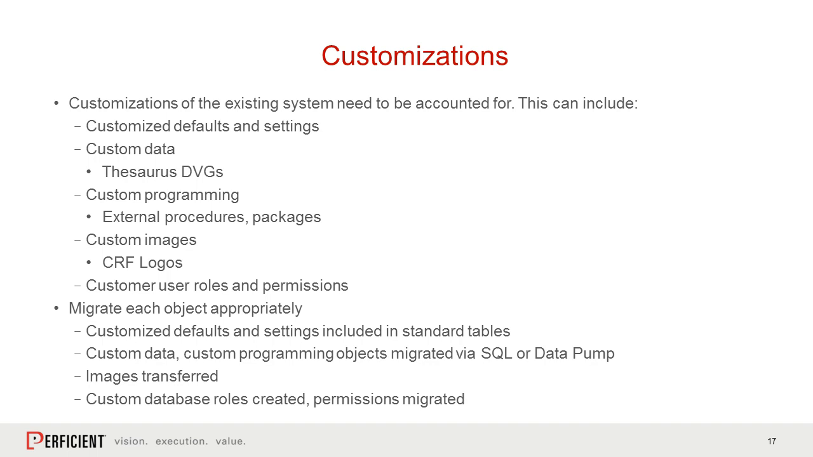All right, customizations. So in addition to everything we talked about, the complexity of your migration may vary depending on how customized the source system was. And you need to be careful to account for any dependencies. Customizations might include customized defaults and settings, custom data for things like the source DBGs. If you have a view or a table that contains the list of values, you might have custom programming, those stored procedures we talked about, Oracle packages, but also things like CRF logos.